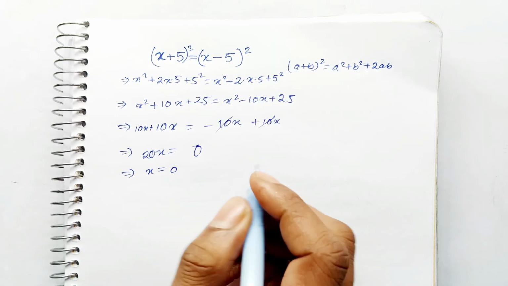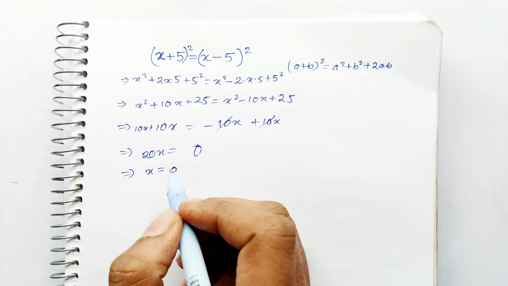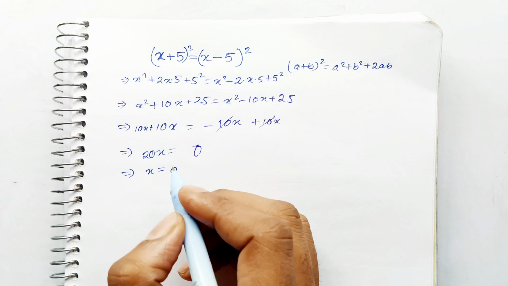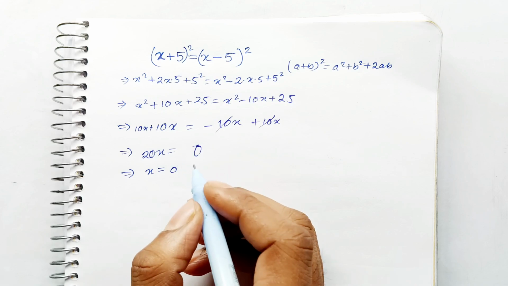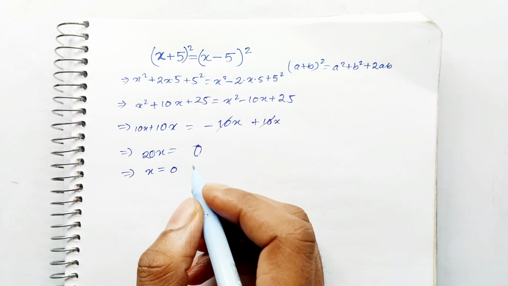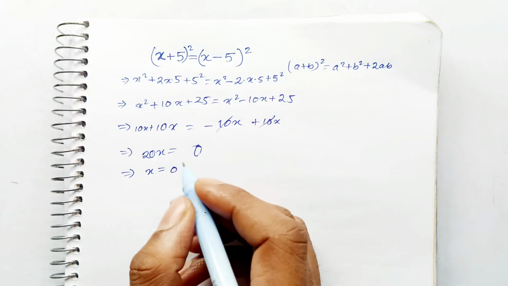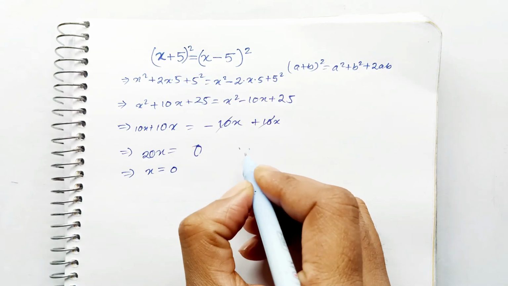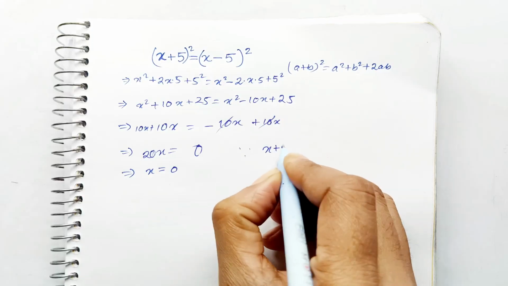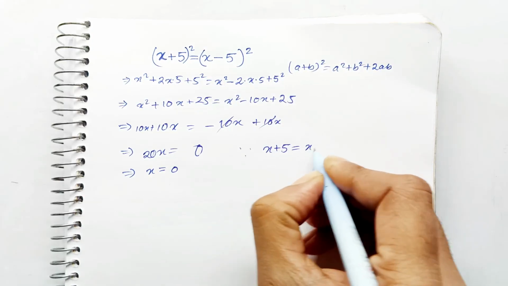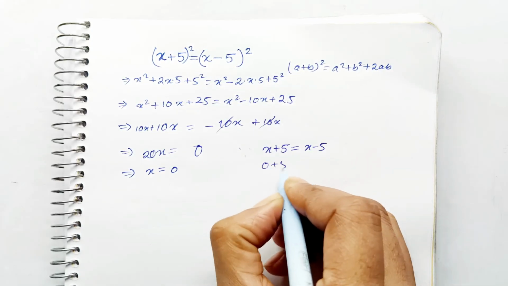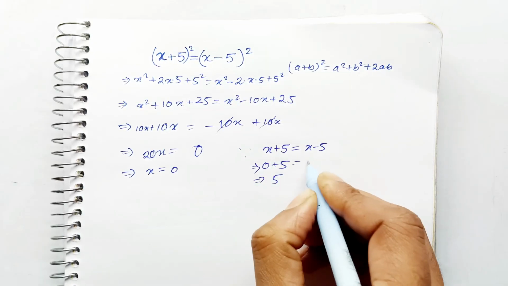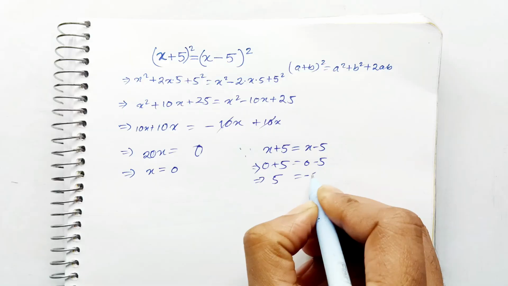But wait a minute, we're not done, because in math, you can't just trust the algebra blindly. You have to verify it, especially when you square things, because squaring can introduce what we call phantom solutions or extraneous roots. So let's take this value of 0 and feed it back into our original simple equation at the very top. On the left side, if we replace x with 0, we get 0 plus 5, which is just 5. On the right side, if we replace x with 0, we get 0 minus 5, which is negative 5.